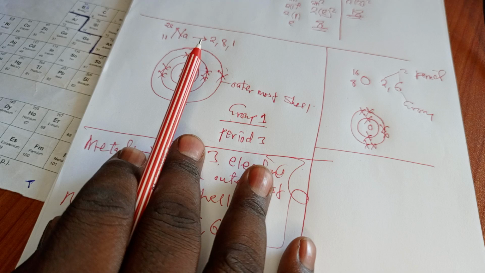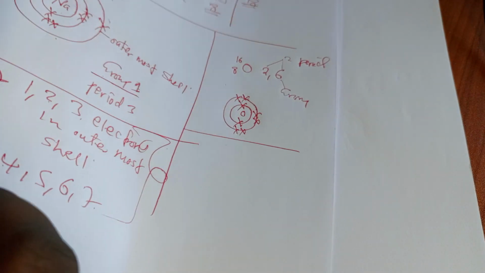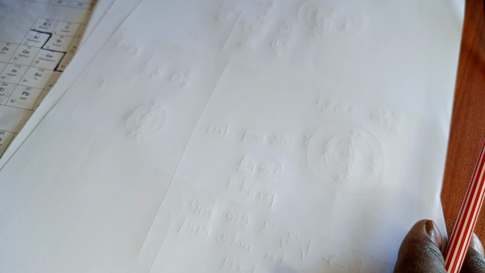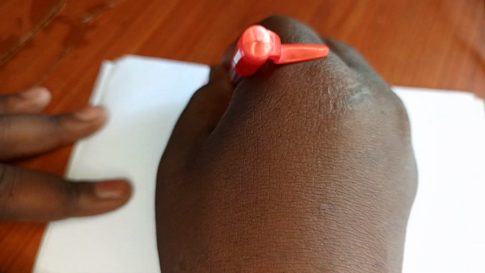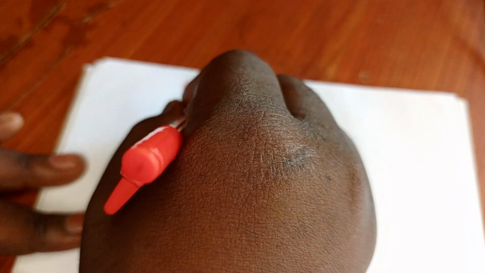Then we go to ions. Let's talk about an ion. An ion is a charged particle. So we call this one a charged particle.